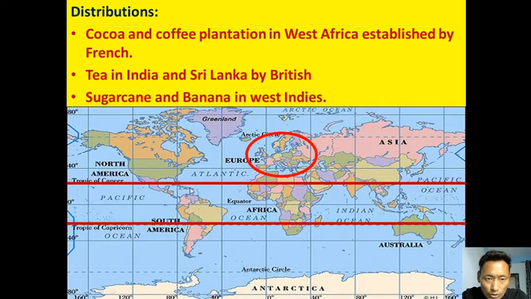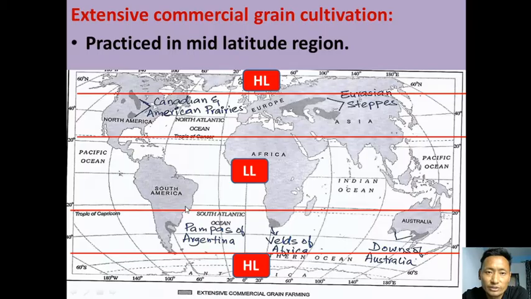So sugarcane and banana cultivation in West Indies. Again, cultivation of sugarcane and banana in West Indies is introduced by European countries. Mostly, if you look at the countries, most of these countries are located in between Tropic of Cancer and Tropic of Capricorn. That means plantation agriculture is first introduced by Europeans to the colonies. Most of their colonies are located in between Tropic of Cancer and Capricorn. Because of that, these countries are also called tropical countries.